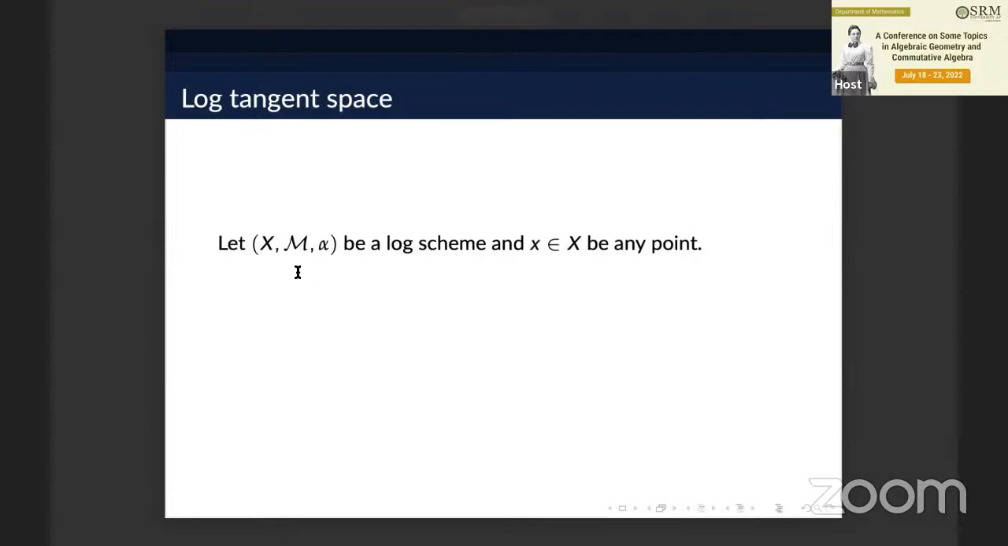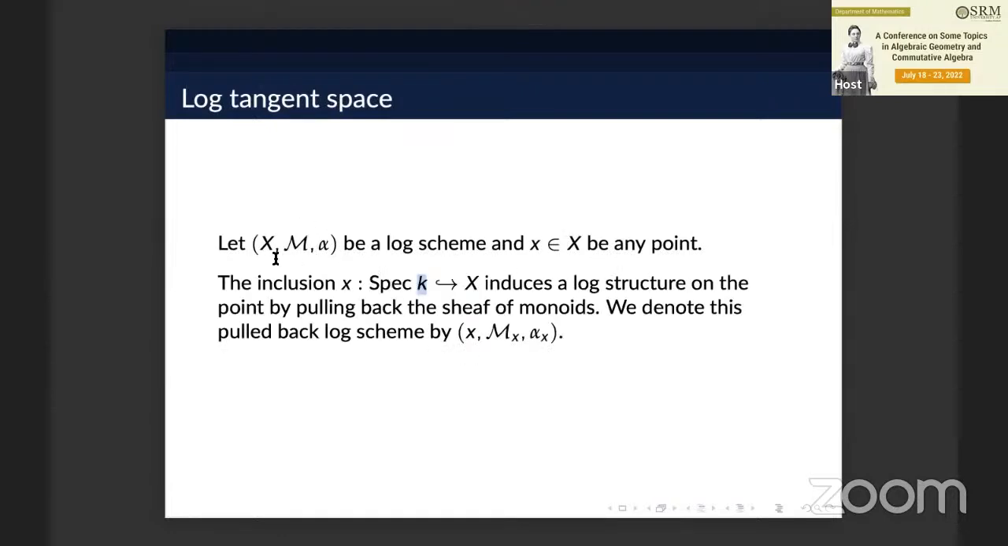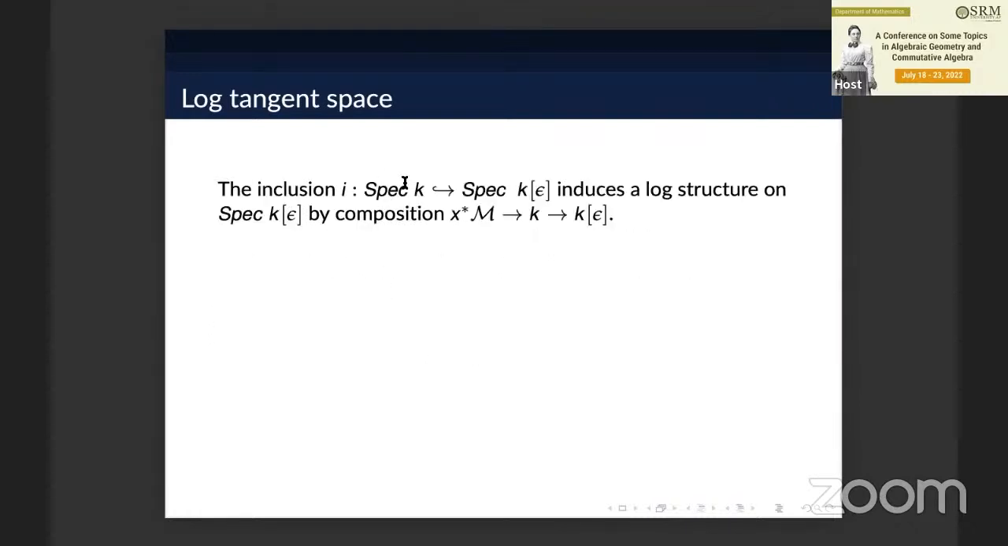So okay, the log tangent space. We start with a point. We have a log structure of monoids on X. We can pull it back. We denote this log structure on the closed point by (x, M_x, alpha_x). This is the pullback log structure on a closed point. So now there is an obvious inclusion of this closed point inside spec k[epsilon]. It induces a log structure on spec k[epsilon] by composition. So x upper star M is just this M_x, and there is a map alpha. So I can take the composite map. So that is a log structure on k[epsilon]. So let us denote this log scheme by (spec k[epsilon], M_epsilon, alpha_epsilon).